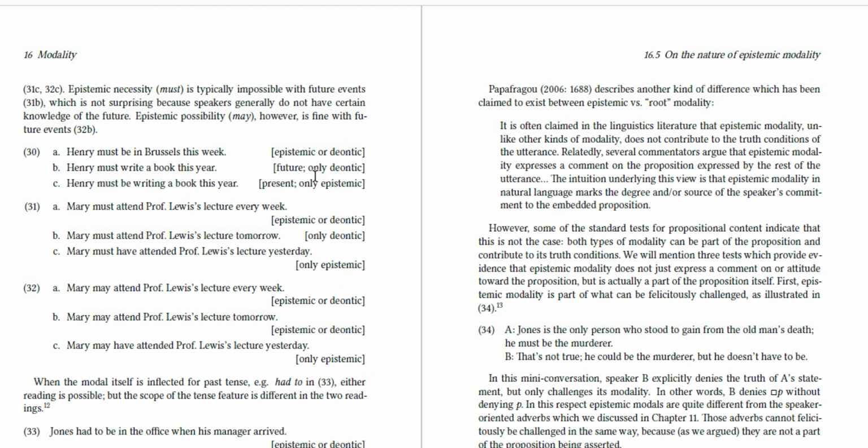"Henry must write a book this year." It's future, but it's only deontic. Why? Because I say it's still in the future, and the future can't be controlled by knowledge, or there is no acknowledgement to say it's epistemic, but I can say there is an order, and where there is an order or a rule, it should be followed by deontic. "Henry must be writing a book this year" is only epistemic. Why? Because I open the possibility for it, and the possibility for knowledge, so I could know, or I could feel, that he will be writing the book this year.